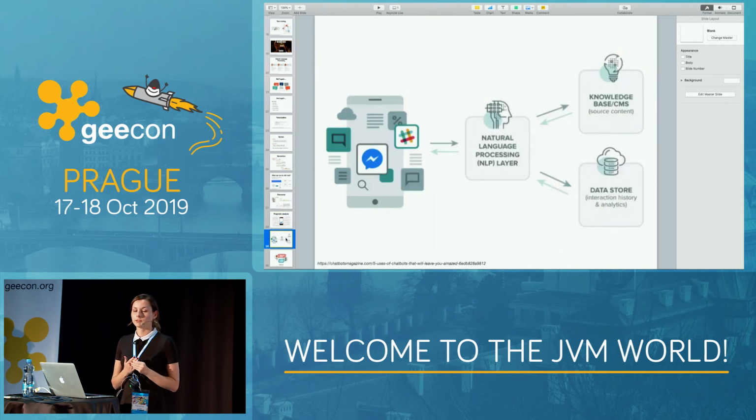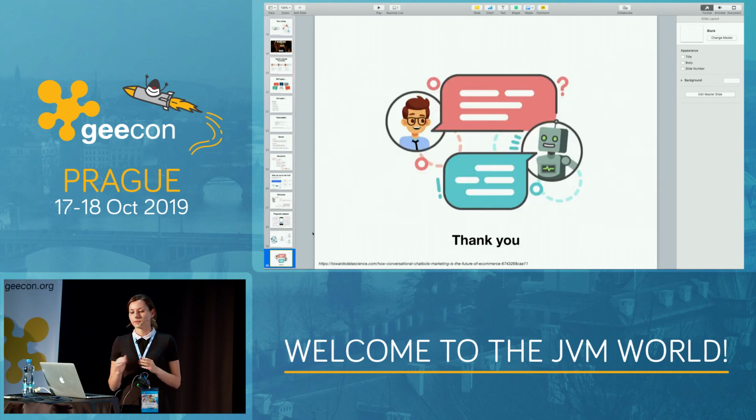But as I said, the core of everything is NLP, natural language processing. And the front-end layer is just for us, for people. Natural language is very understandable for us, and we use it on a daily basis to communicate. So we want computers to understand us as well, using knowledge-based systems and data stores. Thank you.